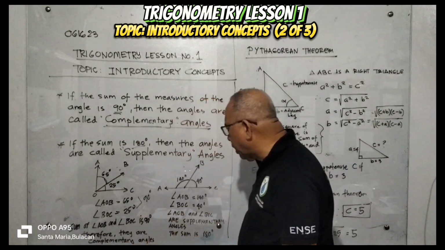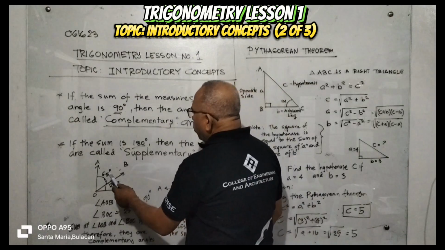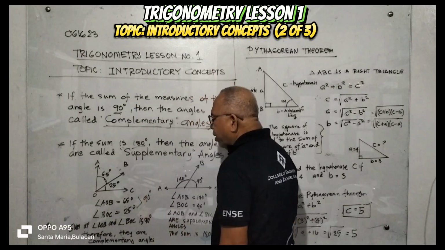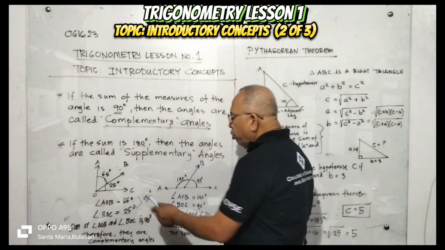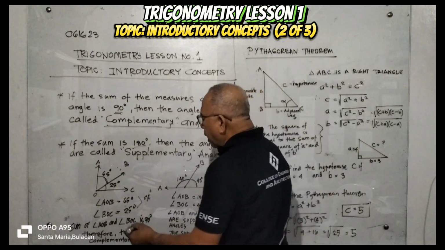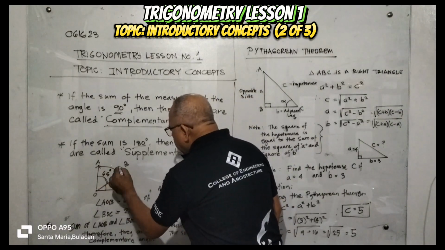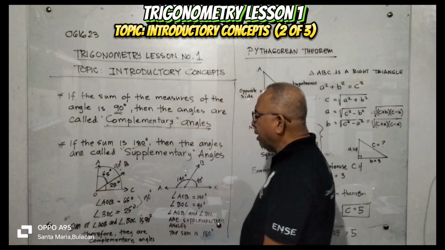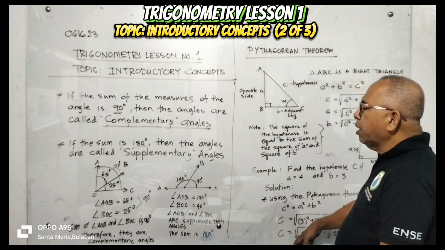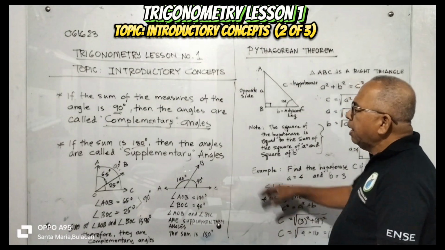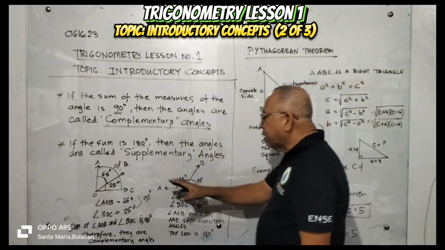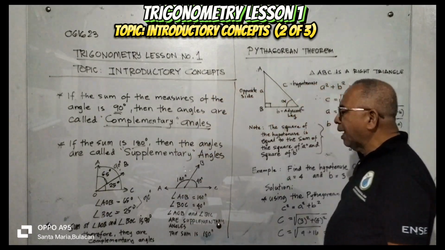Therefore, they are complementary angles. Ibig sabihin, 25 is complementary to 65, and 65 is complementary to 25, because when you add the angles, it will give you 90 degrees. So meaning, from here going to there is 90 degrees. No, the total is 90 degrees. So, that is the concept of complementary angles. Basta pag idagdag mo sila ay 90 degrees, so they are complementary angles.